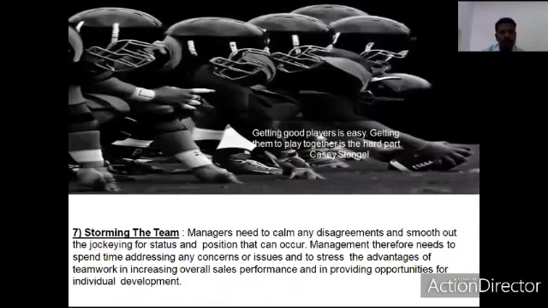Okay. The next one is storming the team. It means managers need to calm any disagreements. Obviously, whenever any task is being done by any group, some disagreements or differences of opinion are going to be there.